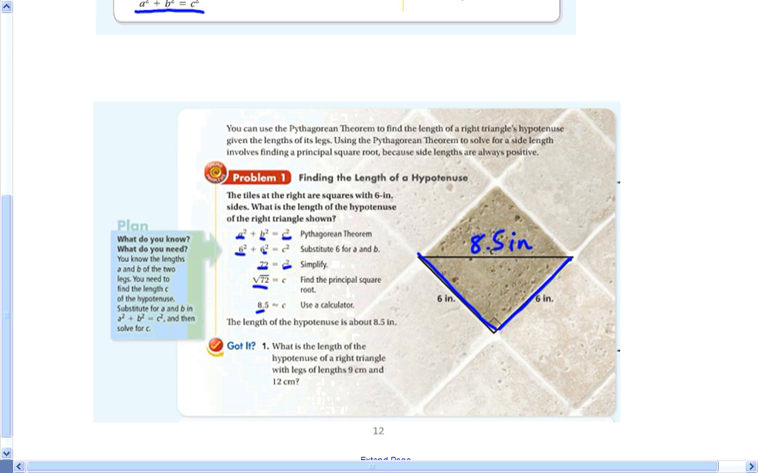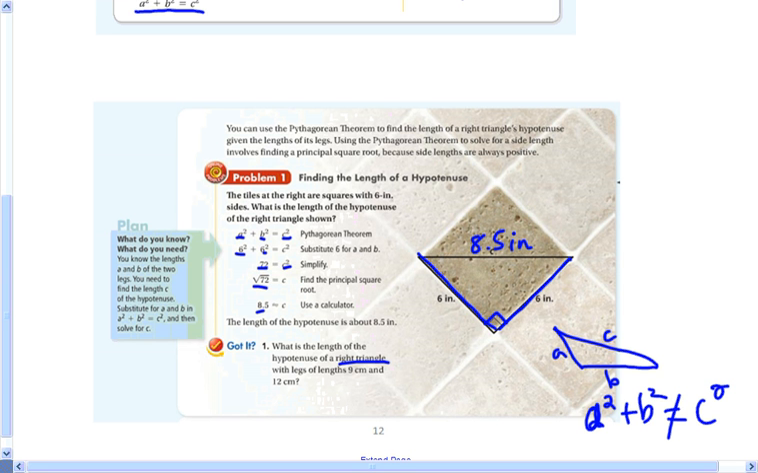Okay, so here's the problem we're going to do. It says, what is the length of the hypotenuse of a right triangle with legs of lengths 9 and 12? I should caution you that this only works when you have a right triangle. It doesn't work for any triangle. Like I couldn't say this on this obtuse triangle. I cannot say that a squared plus b squared is equal to c squared. In fact, I could say it's not equal to c squared. Only if we have a right angle.